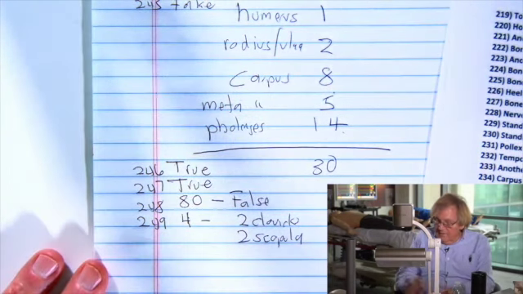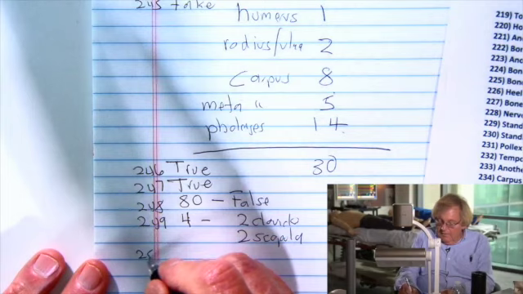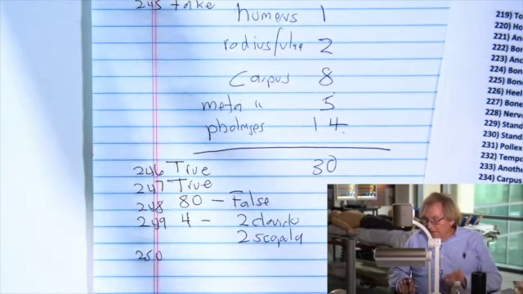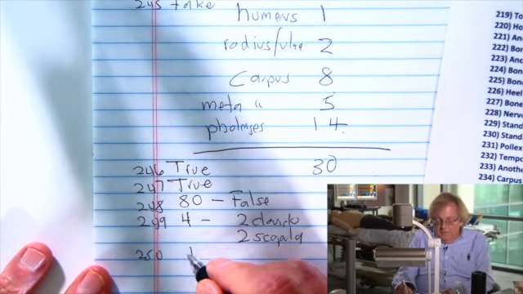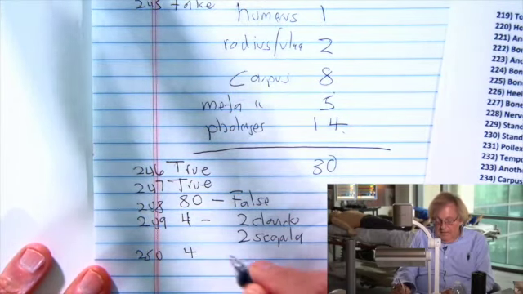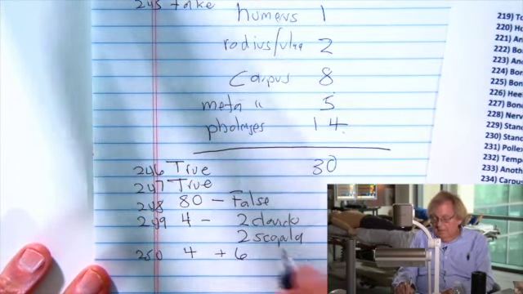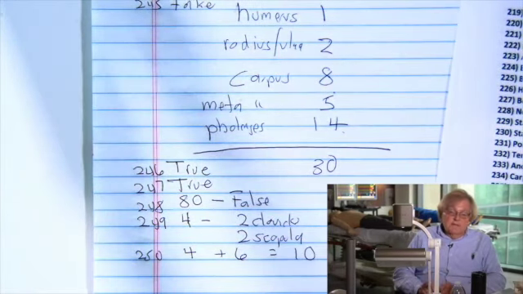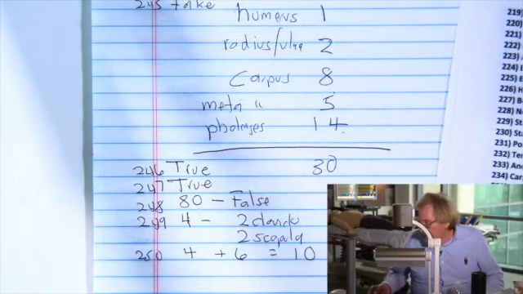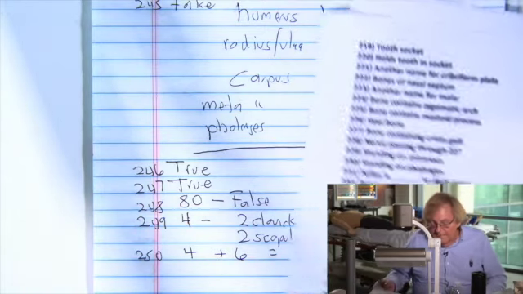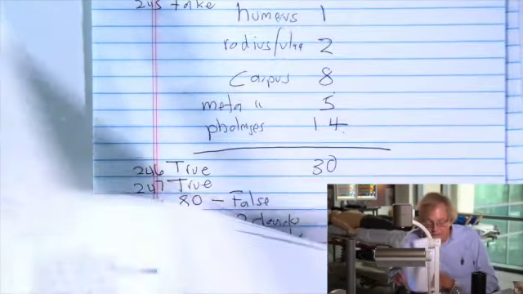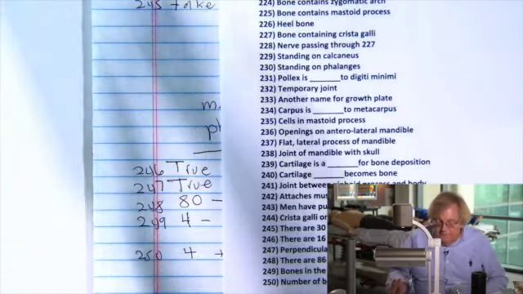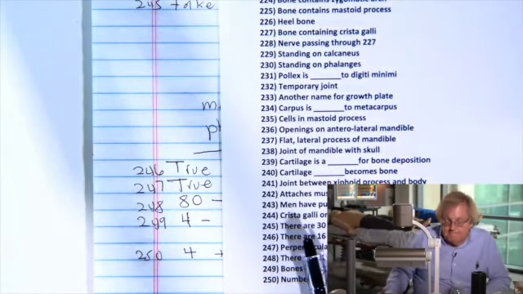So number 250, the last one, is the number of bones in the pelvis and pectoral girdle. Well, if we have 4 bones in the pectoral girdle and 6 bones in the pelvic girdle, that equals 10. So it's 10 bones. Well, that ends the lecture on bones, and the next time we talk, we'll talk a little bit about the review and the exam. Thank you.